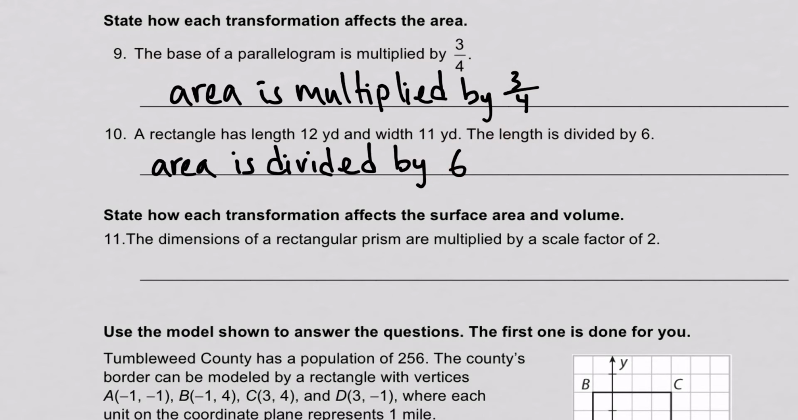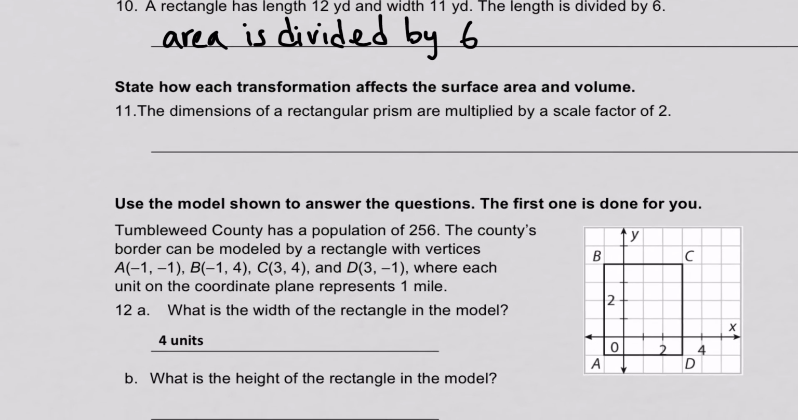If it had said the length and the width are both divided by 6, then the area would not be divided by 6. The area would be divided by 36, right? 6 squared.